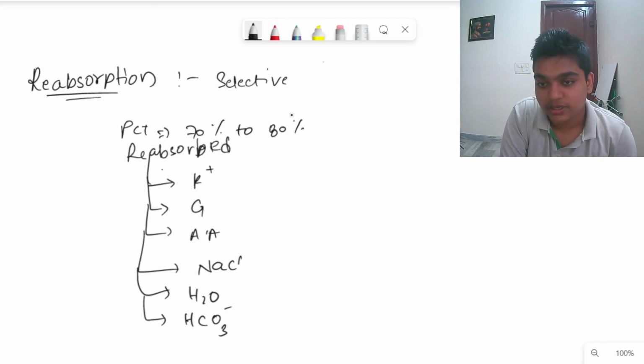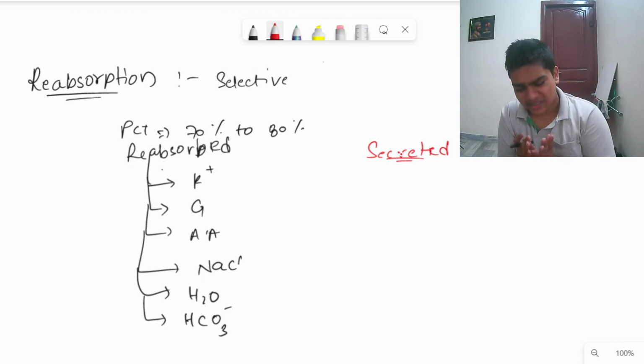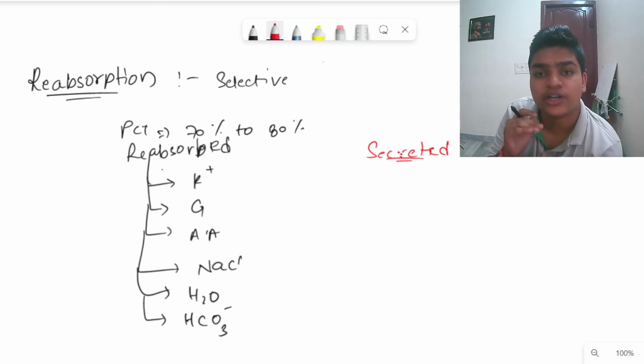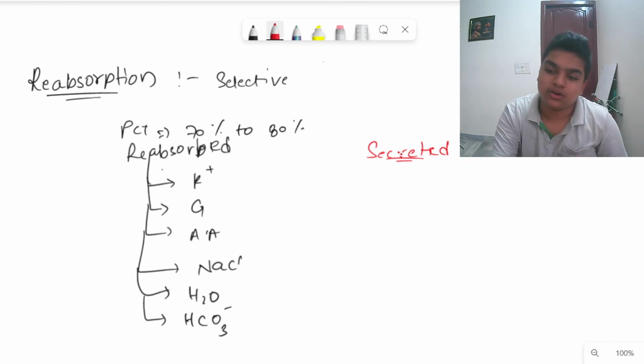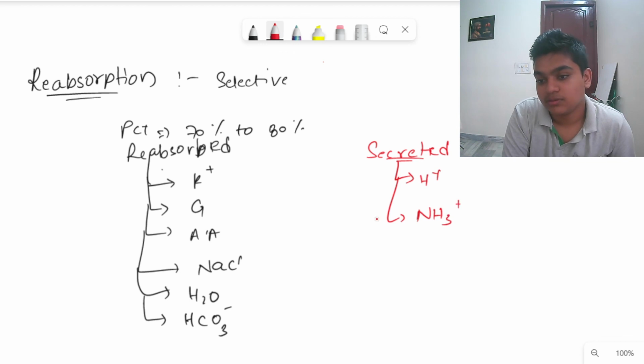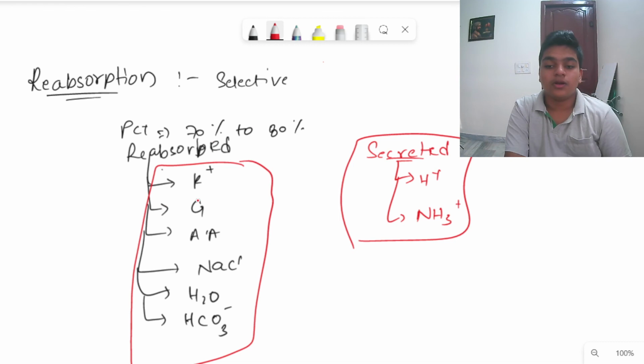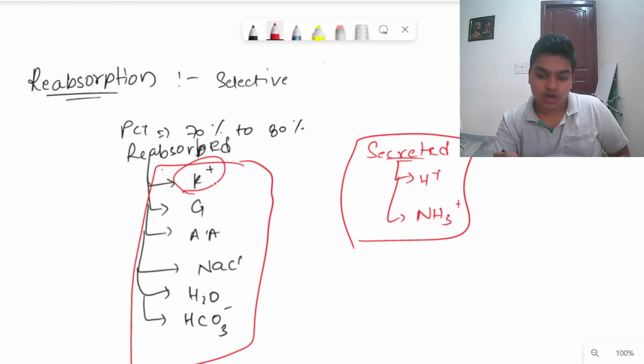But what are the materials being secreted? Why should they be secreted? These materials are not required for our body, and they are secreted also to maintain ionic balance. The materials which are secreted are hydrogen ions, H plus, and ammonium ions. These are being secreted, and those are being reabsorbed. Potassium is a controversy, but we have to take it as being reabsorbed only.